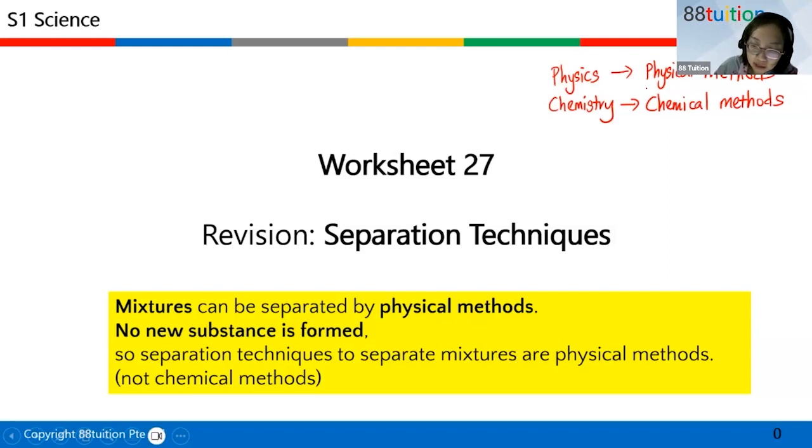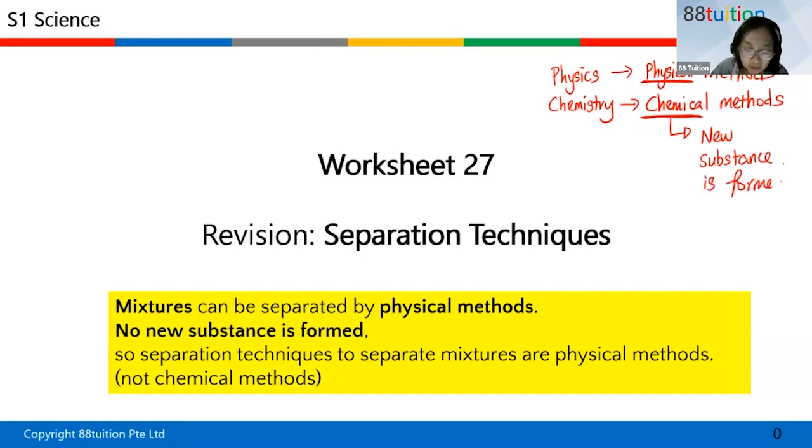All right. So I'm trying to teach you how to remember the word physical methods and chemical methods. Methods can also mean means. So physical means or chemical means. All right. So chemical methods means new substance form. Something new is formed, then it's called chemical methods.